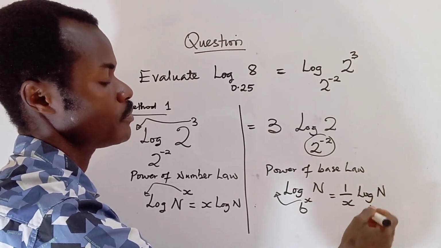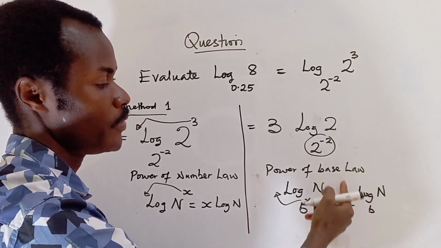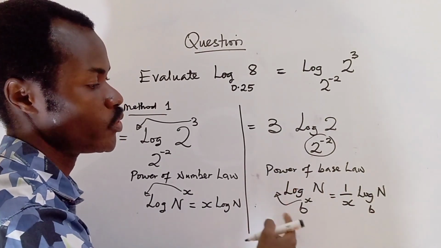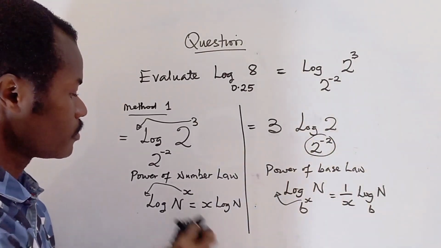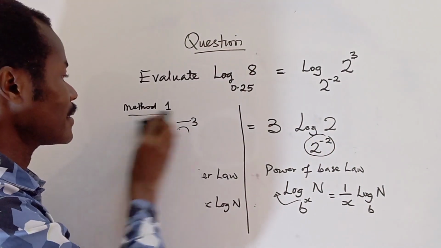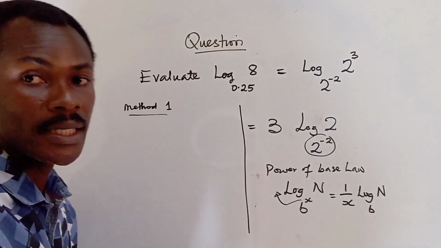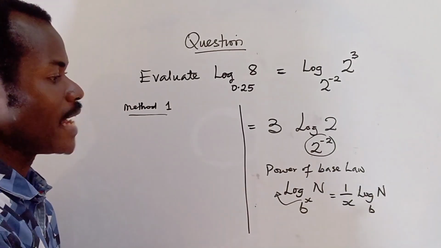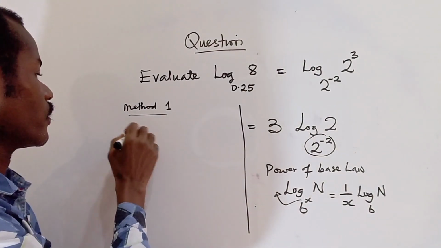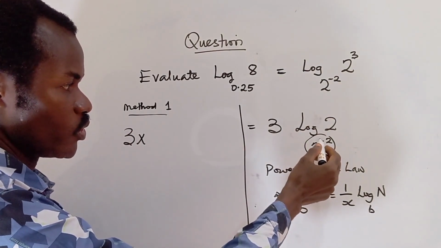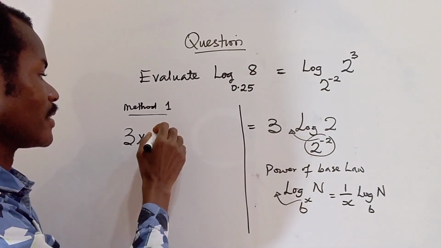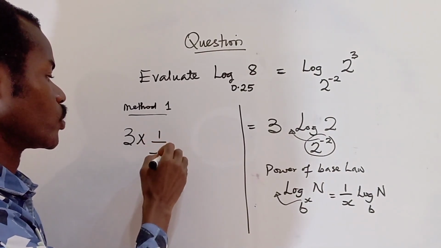to the base b. So the x has come up here with an inverse. You must always put your inverse. All right, so we are going to apply this law to this. Now let's apply it and see what that quickly gives us. So we have 3, multiply by minus 2, is going to come up here. So we have it as 1 divided by minus 2.